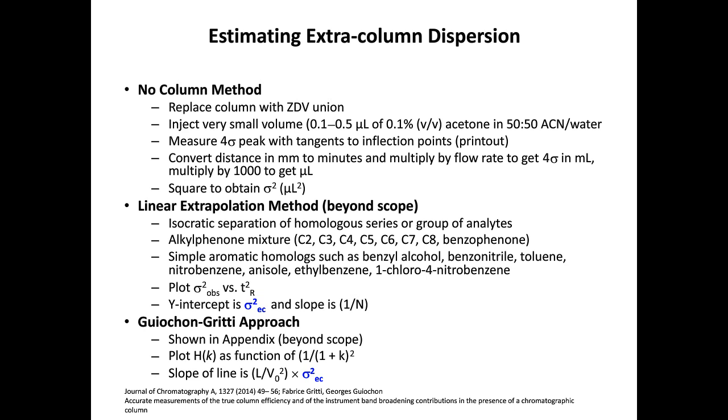This last one is the most modern approach, described by Georges Guiochon and Fabrice Gritti of Waters now, and that's discussed in the appendix. In this case, you use a similar sample as described above, but you use a different equation, in which the sigma squared extra column is embedded as part of the slope. Anyway, that's beyond what we can talk about today, but there are ways of getting estimates of the dispersion.